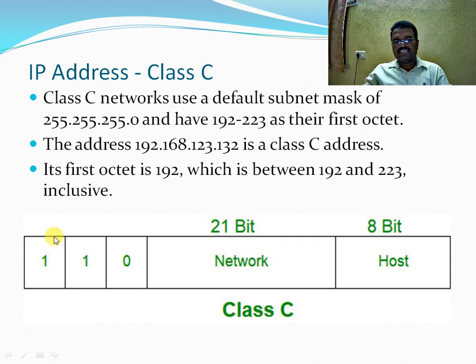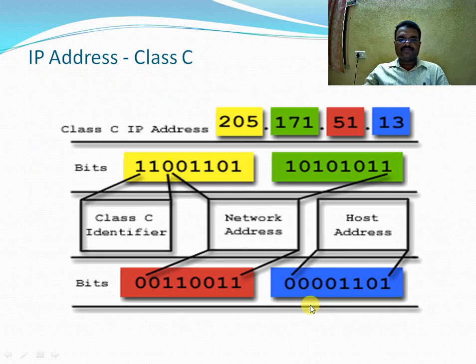So out of 32 bits, the first 3 bits are used to identify that it is a class C address, the next 21 bits are used to identify the network ID, and the remaining 8 bits are used to identify the host. This is class C addressing.